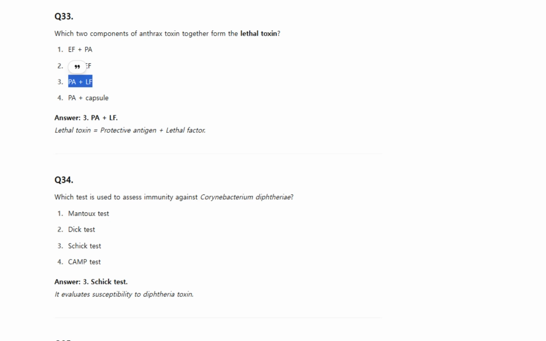Q34. Which test is used to assess immunity against Corynebacterium diphtheriae? 1. Mantoux test. 2. Dick test. 3. Schick test. 4. CAMP test. Answer 3. Schick test. It evaluates susceptibility to diphtheria toxin.